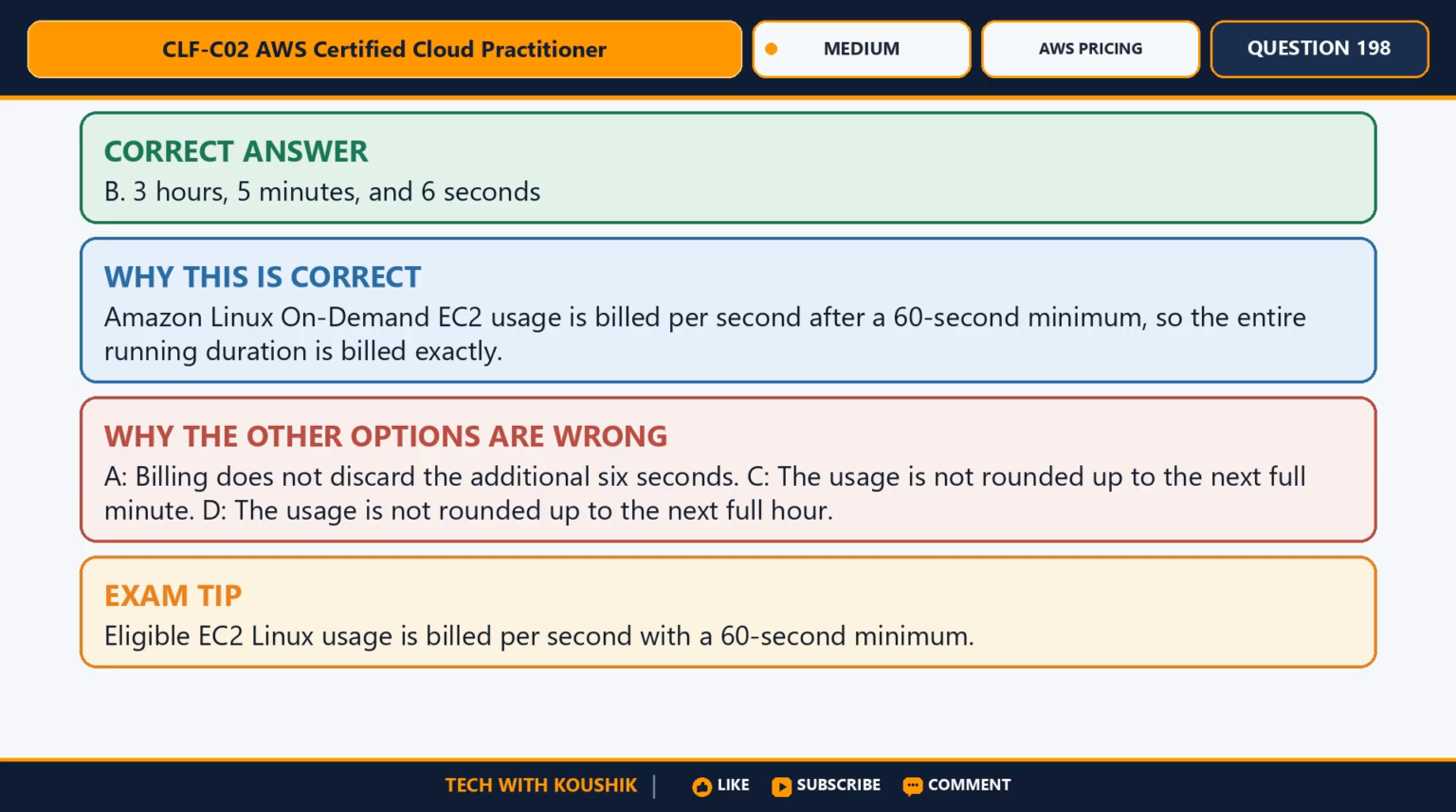A. Billing does not discard the additional 6 seconds. C. The usage is not rounded up to the next full minute. D. The usage is not rounded up to the next full hour. Exam tip. Eligible EC2 Linux usage is billed per second with a 60-second minimum.